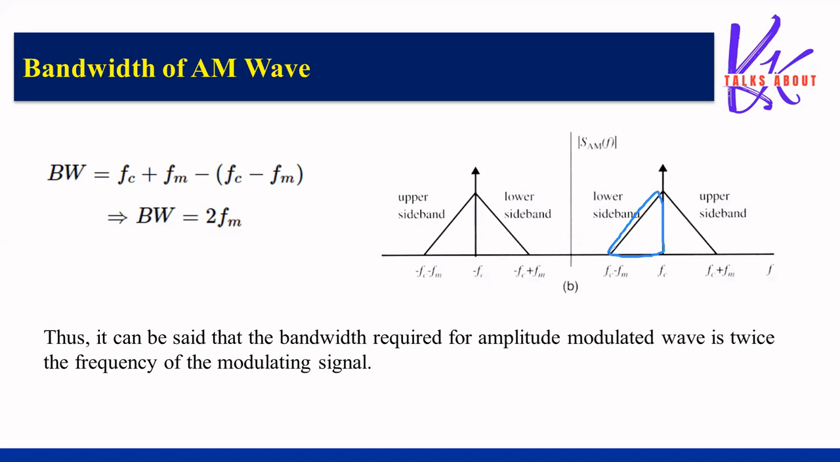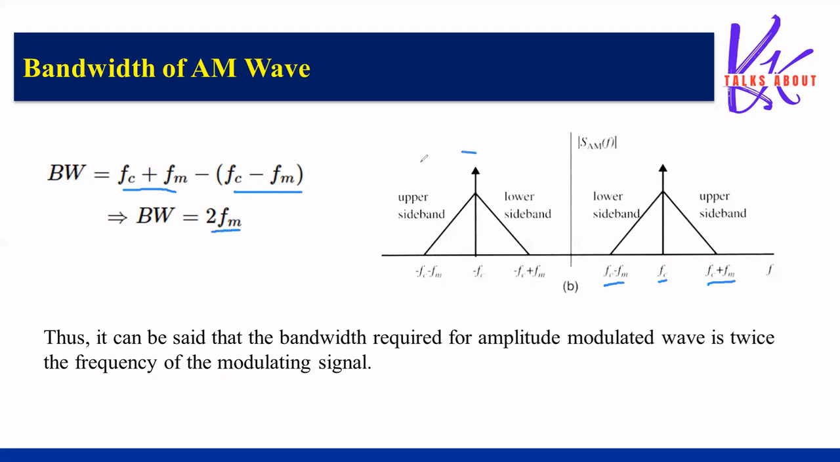So I can calculate my bandwidth using the upper sideband and your lower sideband. Now, what is that? So the maximum frequency in your spectrum is the frequencies which are above your FC. That is nothing but FC plus FM. This is the maximum frequency. And the minimum frequency is the frequencies which are below your FC, that is FC minus FM. So if you calculate that, FC plus FM minus FC minus FM, you'll be getting the bandwidth of 2FM.